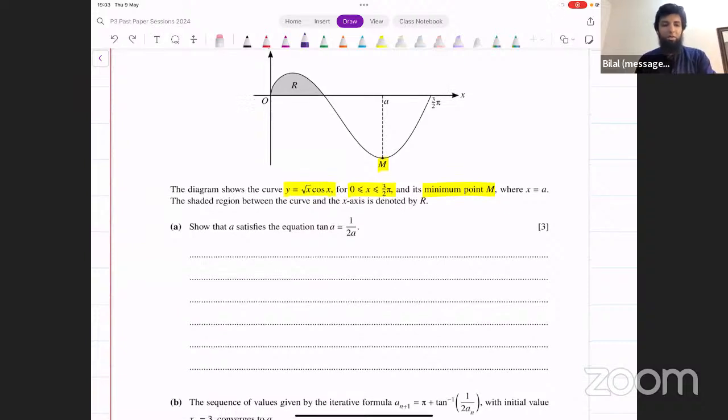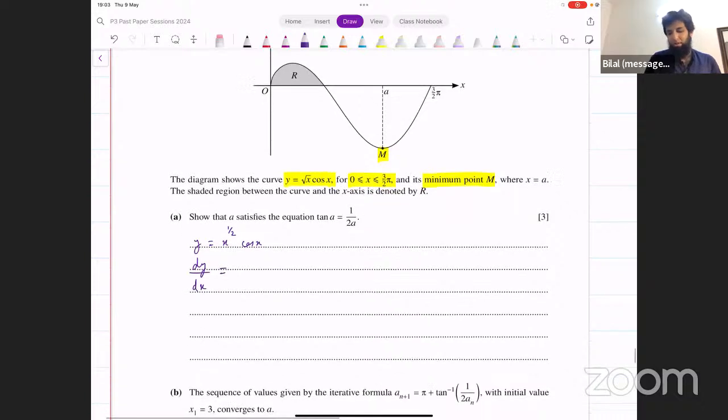At a, you've got the turning point. How do you find the turning point of a function? You find the derivative, put that equal to 0. So find the derivative of this function. You can write this function as y equals x raised to the power 1 over 2 into cos of x. Now, when you differentiate it, you have to use the product rule. X raised to the power 1 over 2 as it is. Derivative of cos is minus sine, plus cos x as it is into derivative of x raised to the power 1 over 2, which is 1 over 2 into x raised to the power minus 1 over 2. Put this equal to 0.